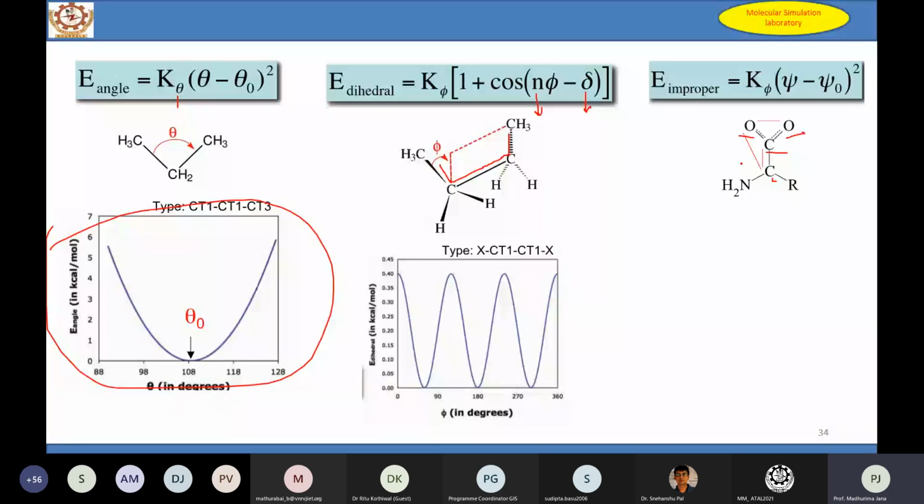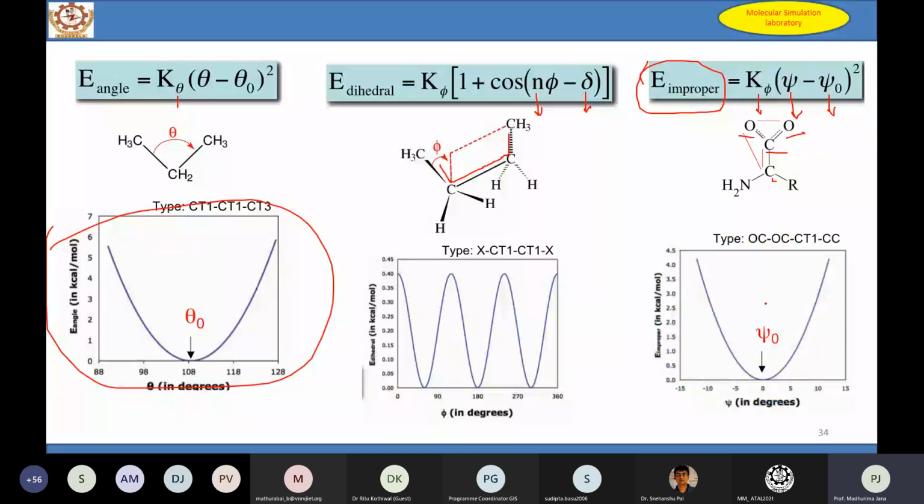Suppose you have sp2 and sp3 hybridized atoms in the same structure. Here you can see C double bond O. To make the C double bond O planar, we have to add some extra potential, that is known as the improper potential energy, where phi naught is the equilibrium improper angle, this is the instantaneous improper angle, and this is the corresponding force constant. So again, this will be similar to the simple harmonic oscillator model. This is the function showing how the energy changes with psi.